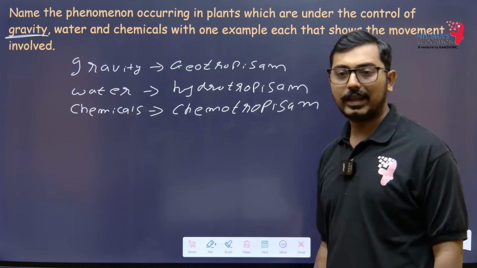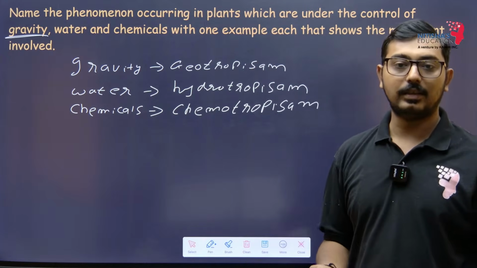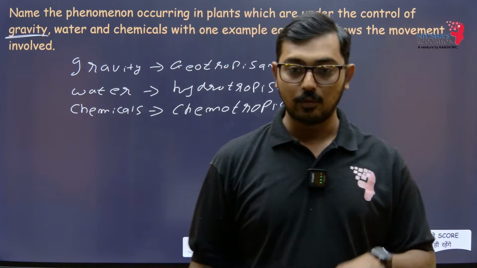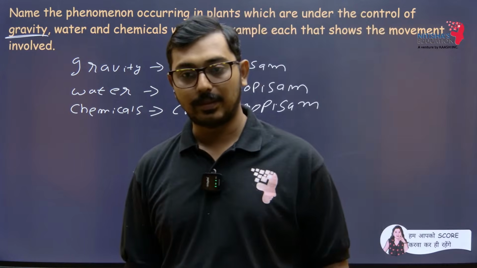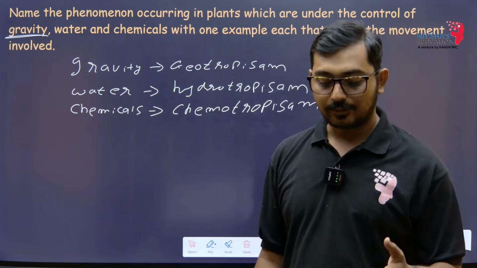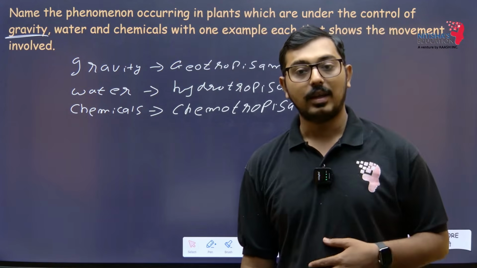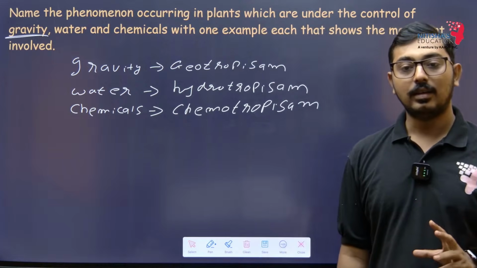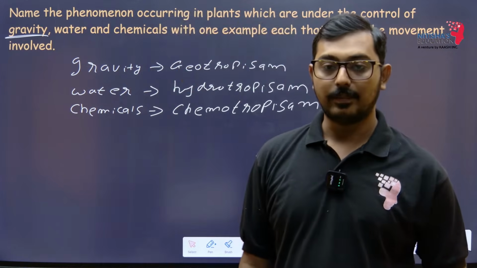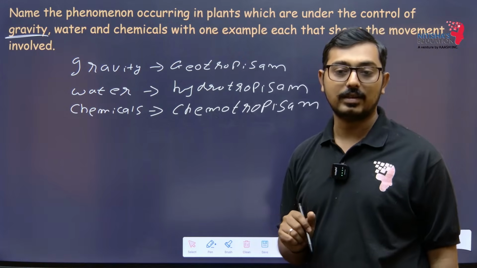Okay, with one example, you can have any one example for each of them. For geotropism, you can say that the roots grow downward, so that is the example for geotropism. For hydrotropism, you can say the flow of water inside the plant. Okay, and for chemotropism, you can say the germination of the plants, reproduction happening inside the plants or the flowers.